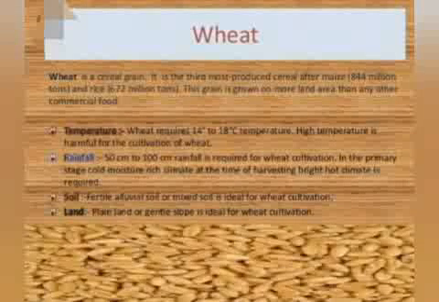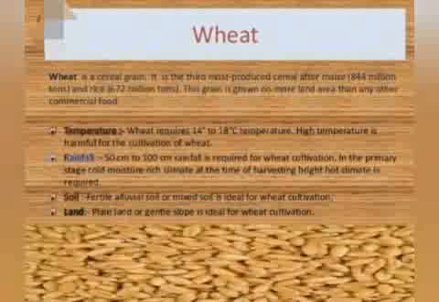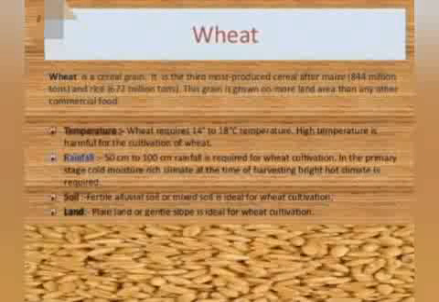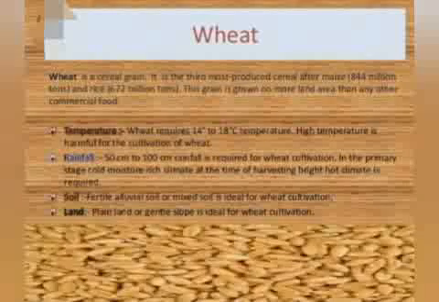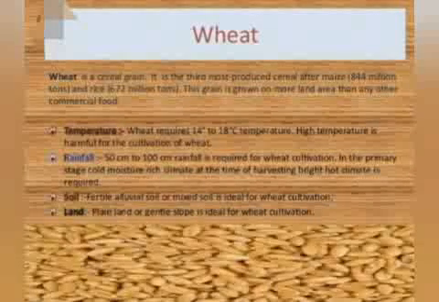Conditions for growth. Temperature. The temperature for wheat during its growing period is around 15.5 degrees Celsius. The weather should be warm and moist during the early stages of growth and sunny and dry in the later stages and during the harvest.